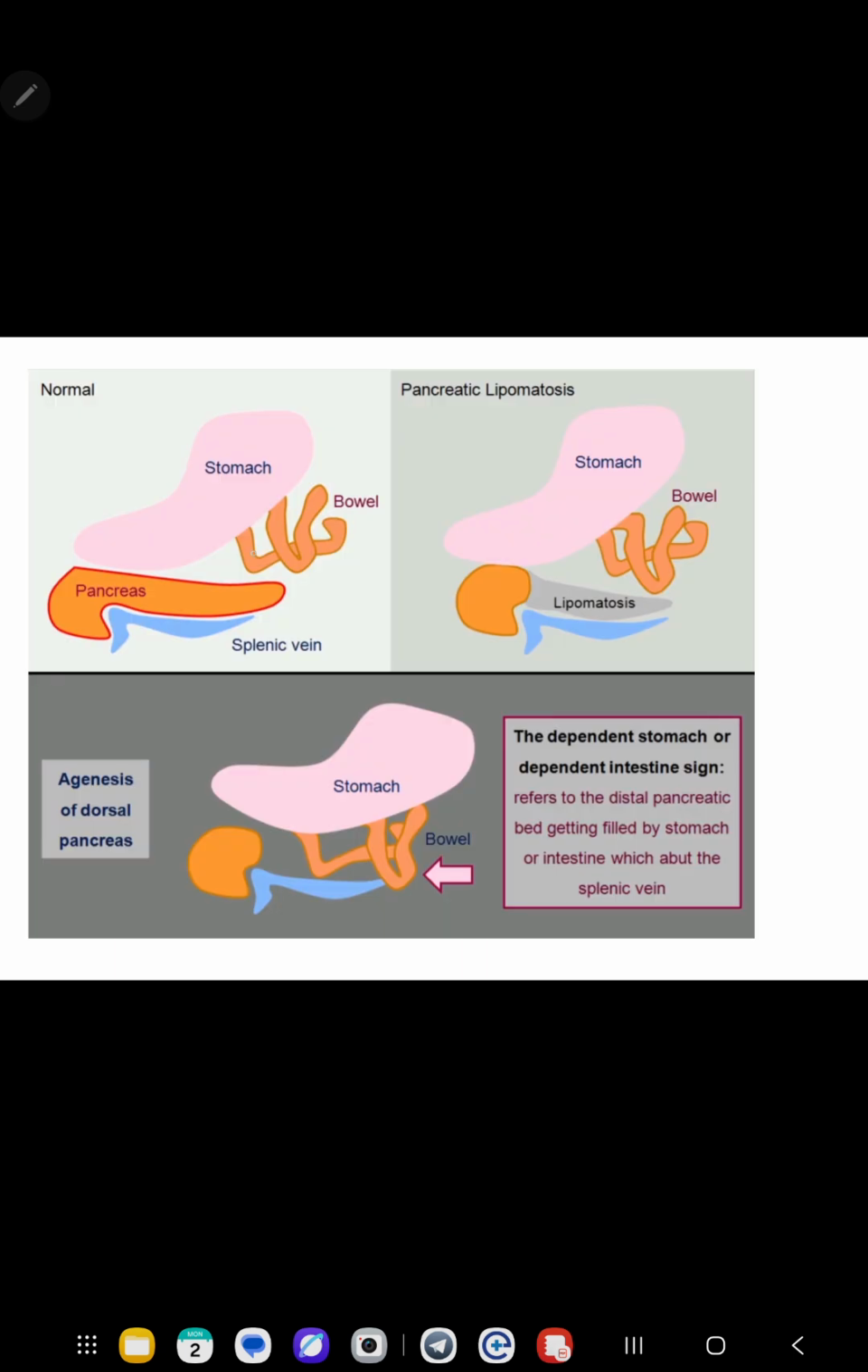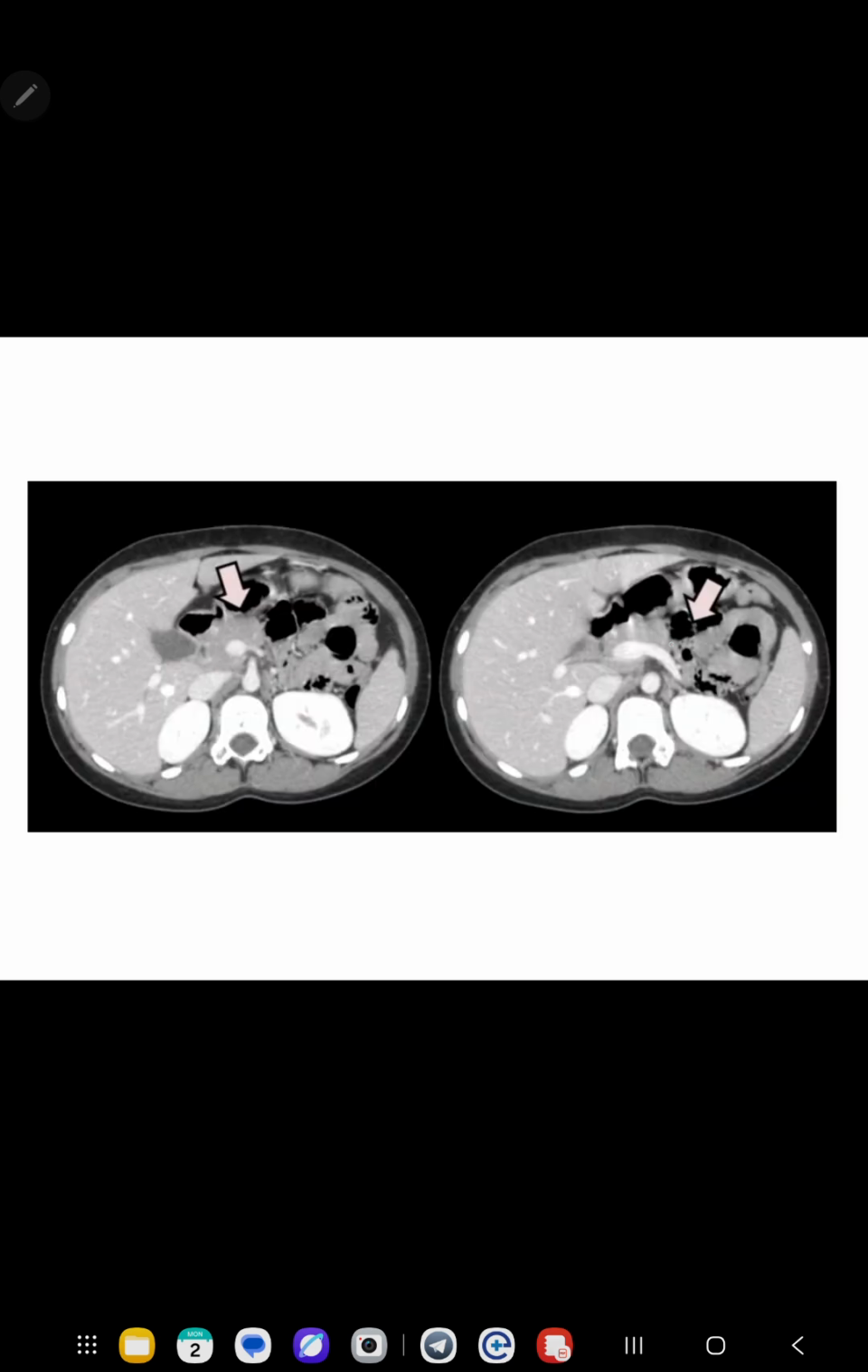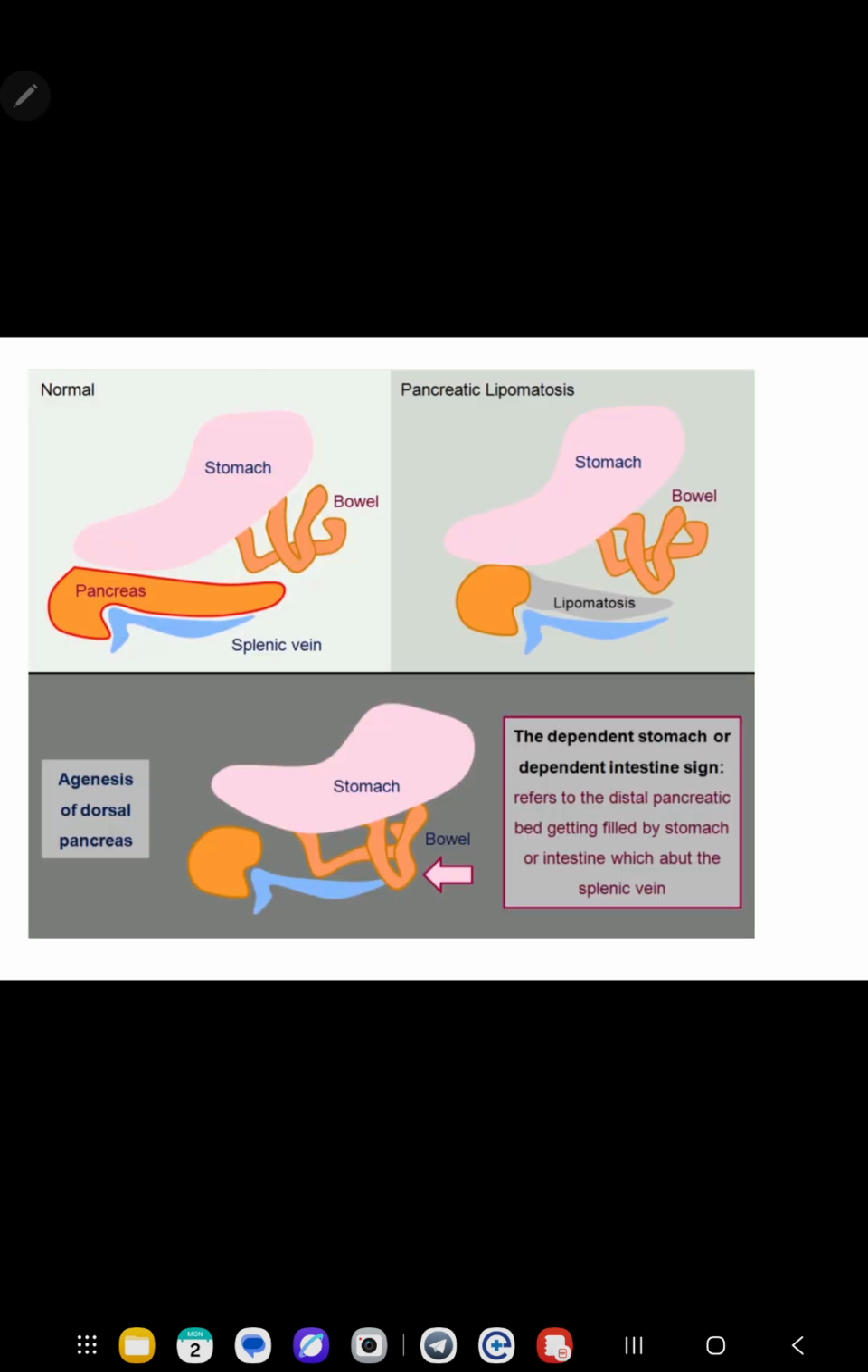Dependent intestine sign. If there is pancreatic tissue, it will not be abutting the splenic vein. But since the pancreatic tissue is not there, the bowel is abutting the splenic vein. Now in agenesis of the dorsal pancreas, what if there is fat, that is pancreatic lipomatosis? The presence of fat between the two will also prevent the bowel from abutting the splenic vein.